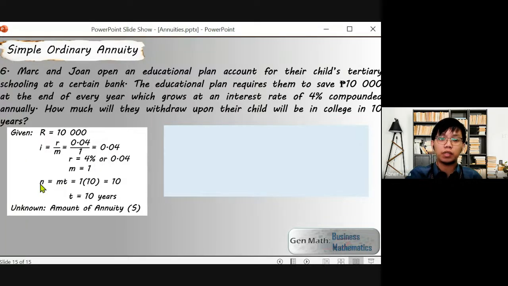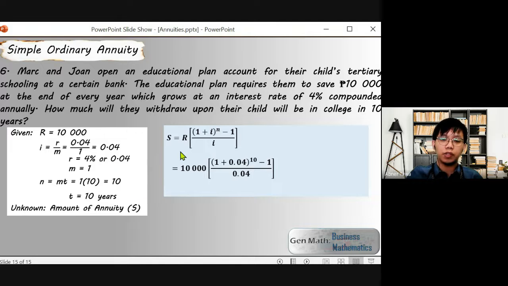Okay. Then we have here the value of n, just multiply. The term of annuity is given to be 10 years. As you can see, you have it here, 10 years. And then the value of m is still 1. Then just multiply, that is simply 10. And then the unknown is the amount of the annuity, or that is the capital letter S. And since we can solve directly the value of S, since the given that we need in the formula is complete, we're just going to solve directly the value of S. But if there is a value that we need to solve first, for example, R is not given because we need that in solving for S, then we need to solve first for the value of R.